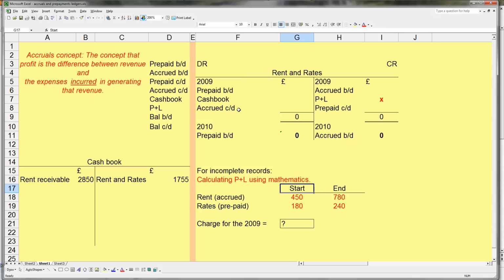Again, use the information carefully. Accrued at the start, so that will be for the rent, the 450. The accrued at the end of the year will be the 780, which relates to rent. The prepaid at the end of the year will be the 240, which is for rates. And what you're doing at that point is adding up the values so far.